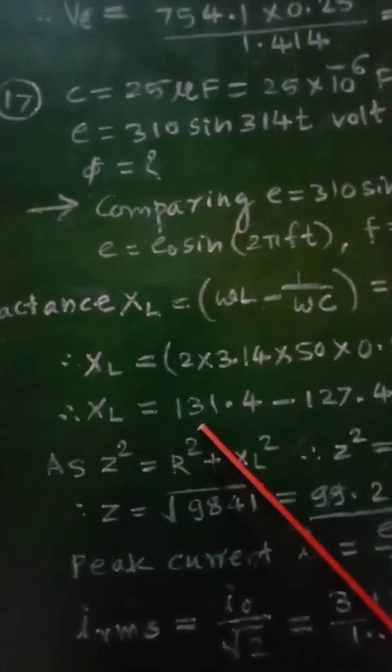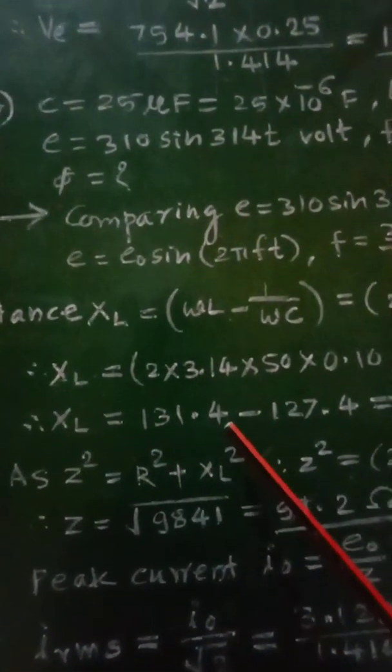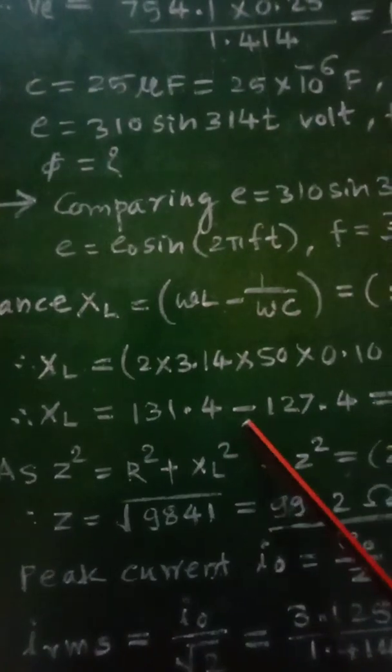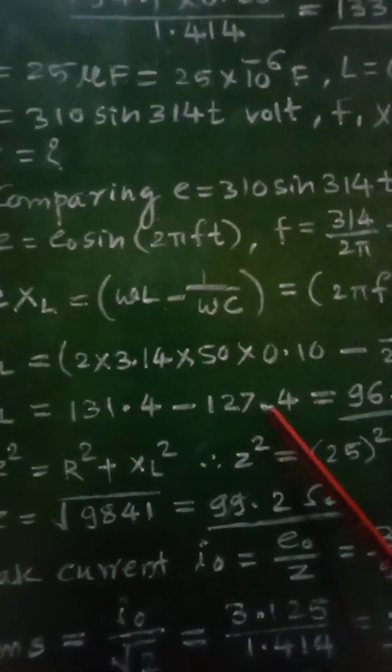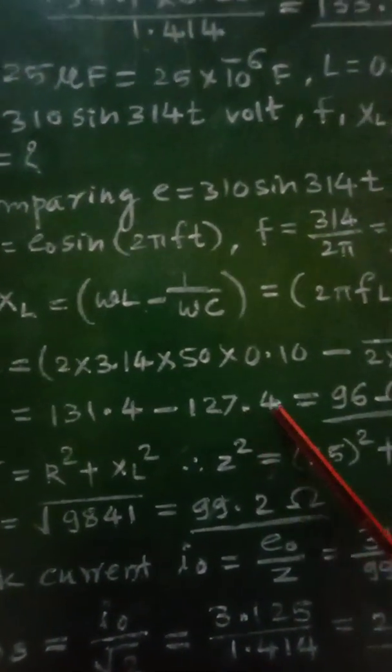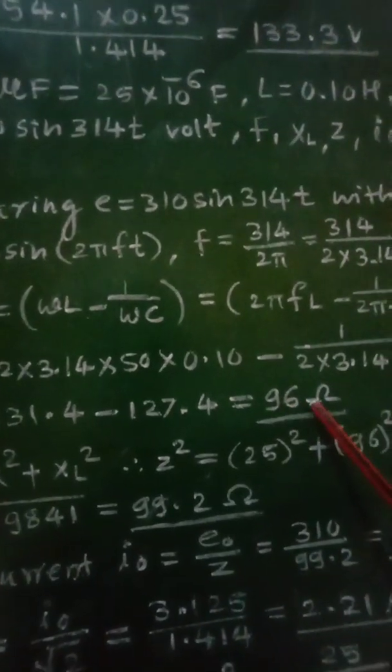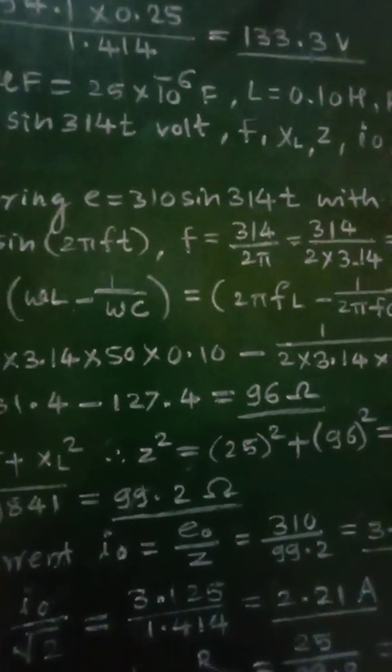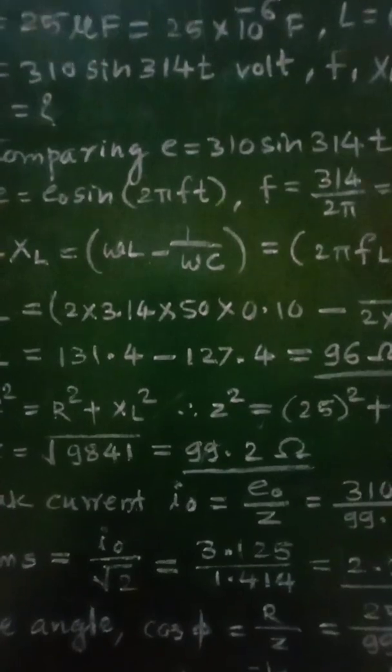So 2 pi fL, its value is this, 1 upon 2 pi fC is this, and therefore we will get XL is equal to 131.4 minus 127.4, which comes out to be 96 ohm. So the reactance will be equal to 96 ohm.